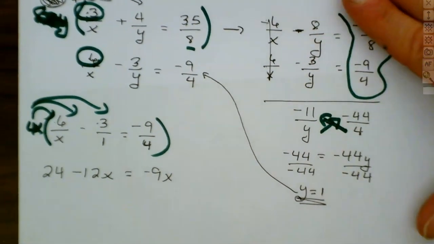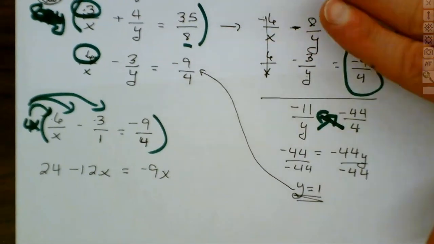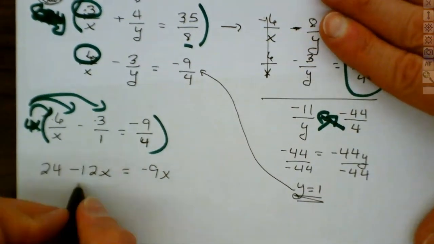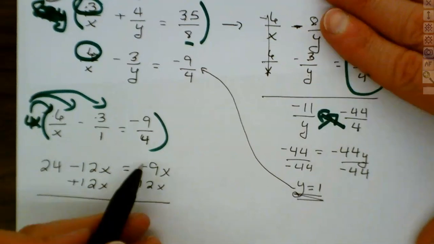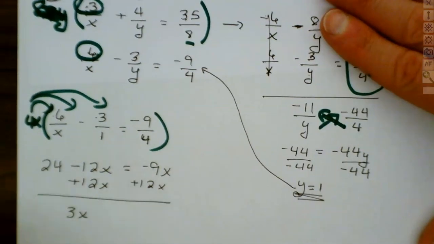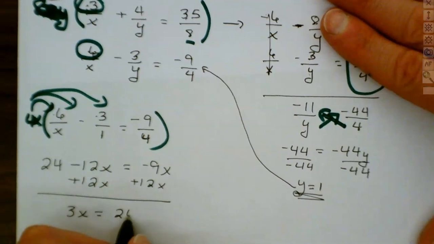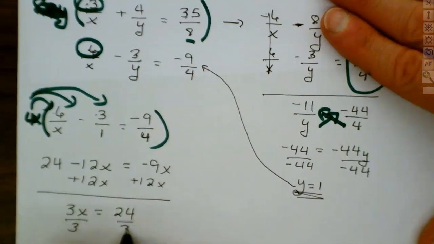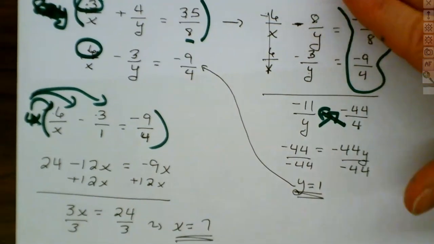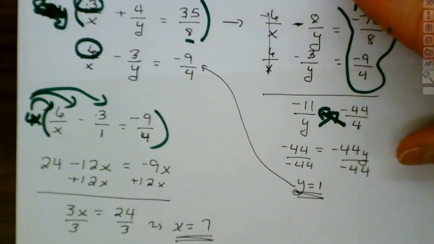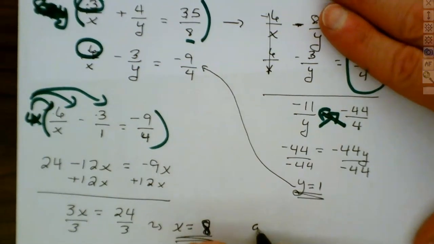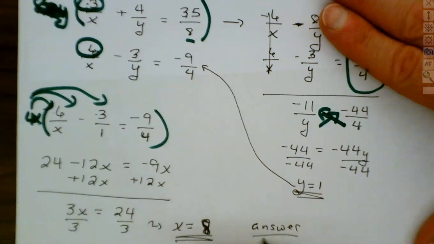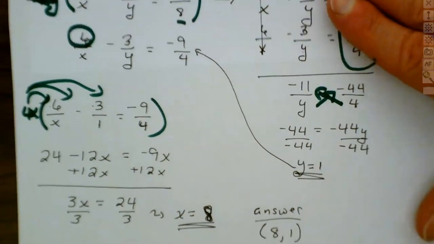And I know these take a little bit of time. I'm sorry about kind of rushing through it, but we're almost out of time. And I want to make sure we don't go over time. So we're going to add our 12x over here. 12 minus 9, that makes it a positive 3x equals 24. Divide by our 3. So x should equal now 24 divided by that 3 is 8, right? Not 7, sorry about that. Should be an 8 there. And what's my answer as an ordered pair? Well, the answer is 8, comma 1.